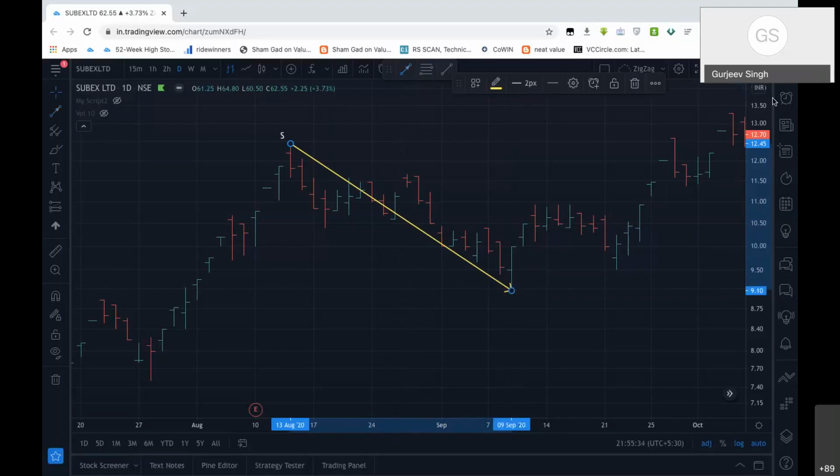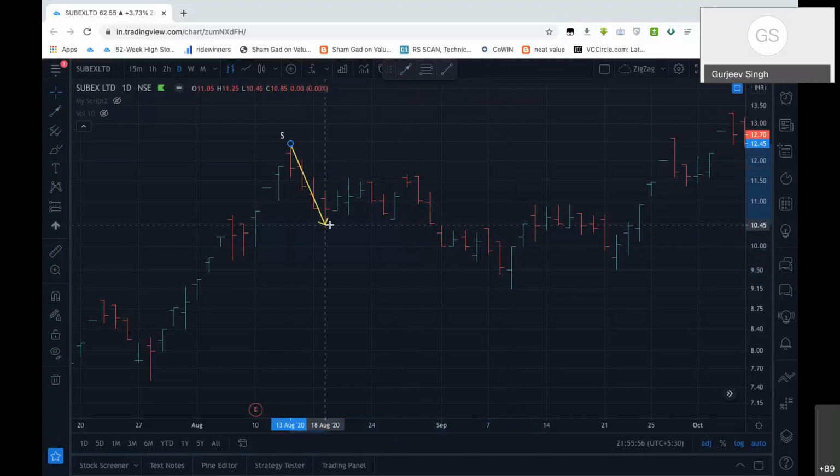Where does the counting need to start from? Every counting should have five bars in a V-shaped pattern, or 4+1 bars in a pattern, which I had shown in the earlier stages. We'll come to it. Okay, so from here, this is not a swing low.